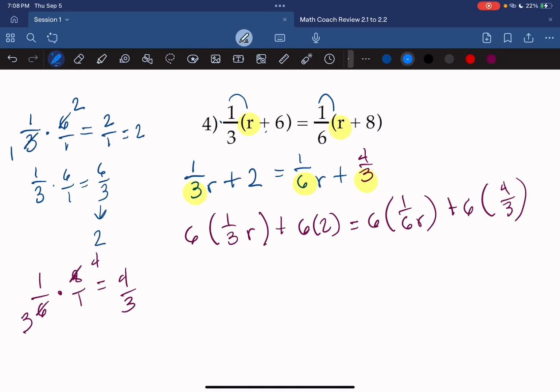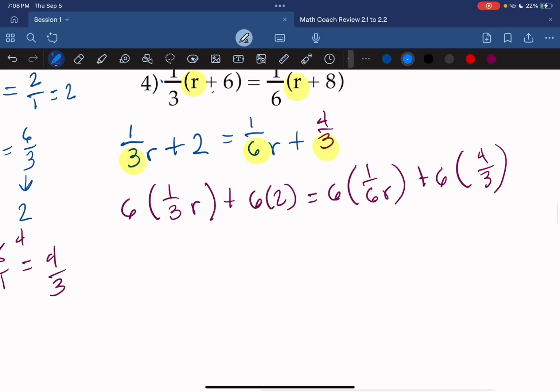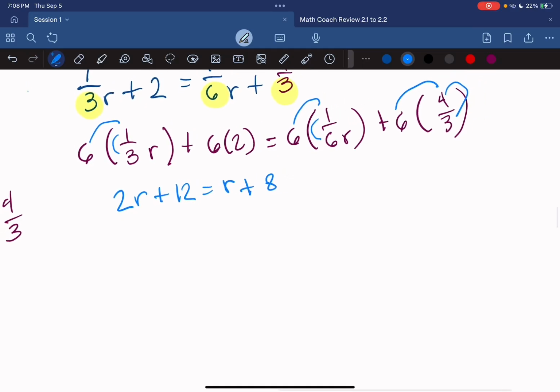So now we can start canceling them. So 6 times 1 is 6. 6 divided by 3 is going to give us 2, and then we move down the r, so 2r, plus 6 times 2 is 12 equals 6 times 1 is 6, divided by 6 is going to give us 1, but we don't have to write the 1 because it's with a variable. So that's just r, plus 6 times 4 is 24. 24 divided by 3 is 8. So 8. So now let's start to try to isolate r.